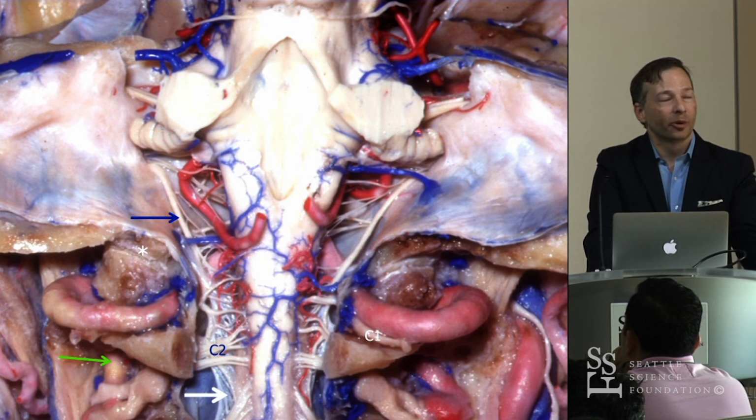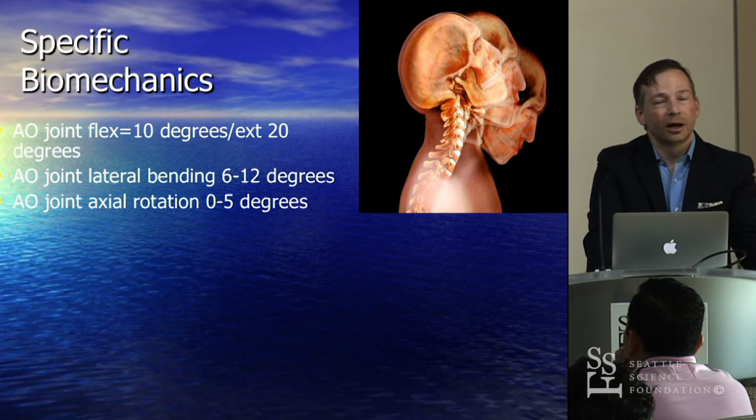Some other high-priced real estate in the area. This dissection, again, not being compatible with life, but shows some of the niceties in this area. For example, the horizontal segment or that V3 segment of the vert and its relationship to C1 and the AO joint. I'll leave these with lack of time so you can look at, but each little joint has a discrete amount of freedom that it can move.